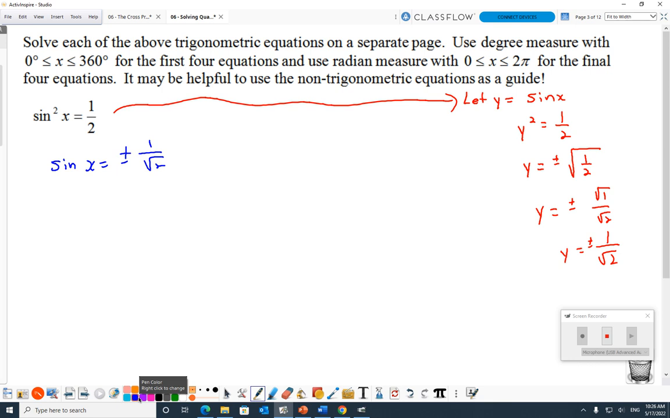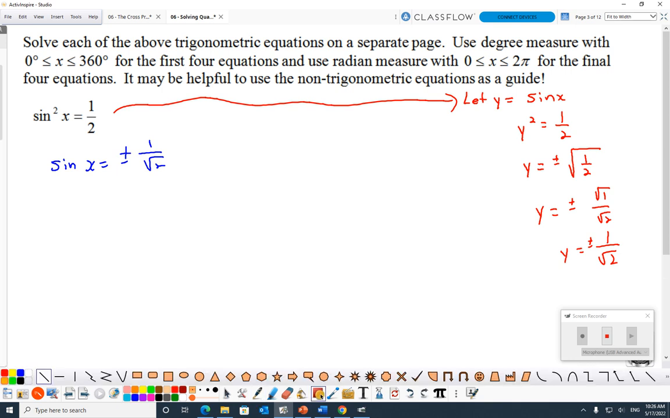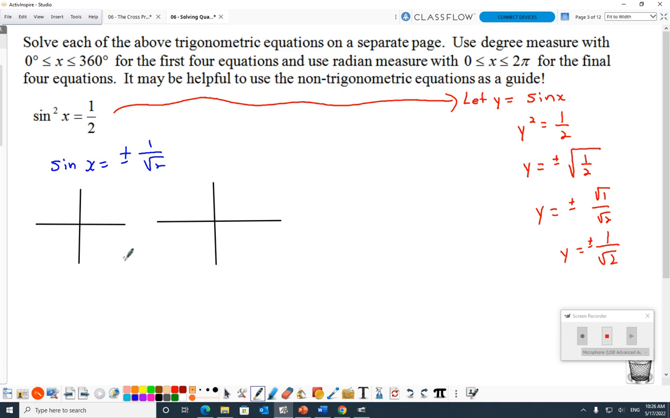Now we're back to yesterday's lesson. Sine x equals plus or minus 1 over root 2. Well, plus or minus, that changes things a little bit, but not a whole lot. I'll show you what I mean by that. Here's yesterday's lesson. We want to know when sine x is equal to plus or minus 1 over root 2. Now let's talk about how I'm going to do the plus or minus.